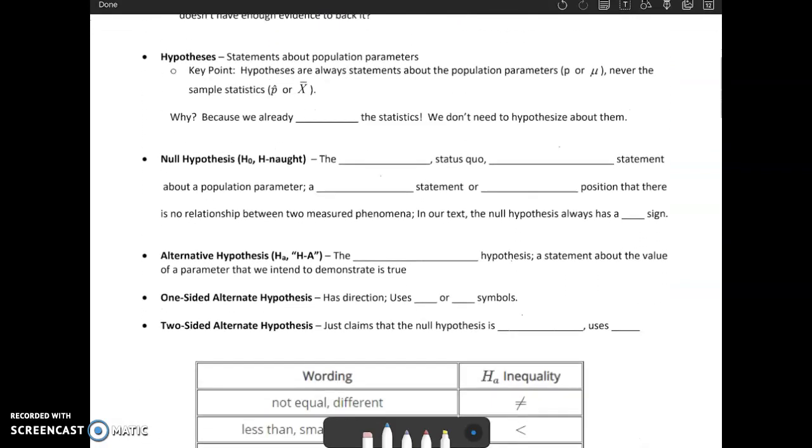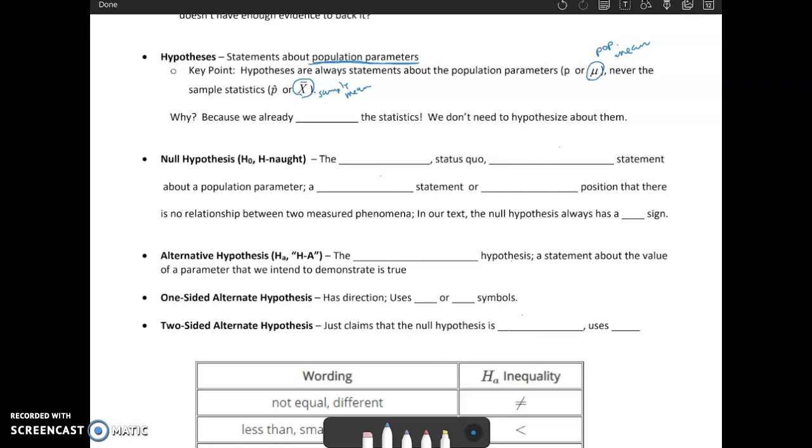Okay, so first let's start with the hypotheses. These are statements about population parameters, and that's really important. That's a key point that I want to make here, that the hypotheses are always statements about the population parameters. So p, or for us, mu, that population mean, we're going to be hypothesizing about what this population mean is, not about the sample statistics, p hat or x bar for us, the sample mean.